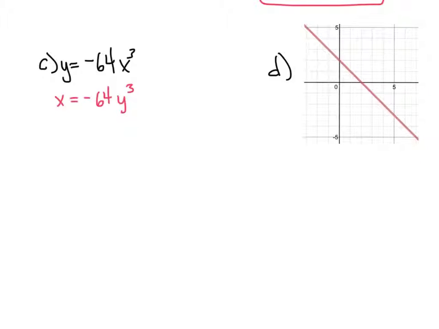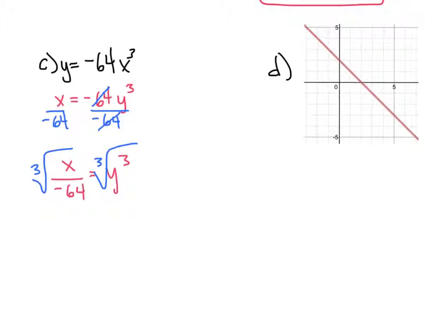So the first thing I need to do is divide by negative 64 because it's being multiplied by that y cubed. So I'm going to divide both sides by negative 64. So now I have x over negative 64 is equal to y cubed. Now that the y cubed is by itself, I can take the cube root of both sides, because the cube root of y cubed is just y.